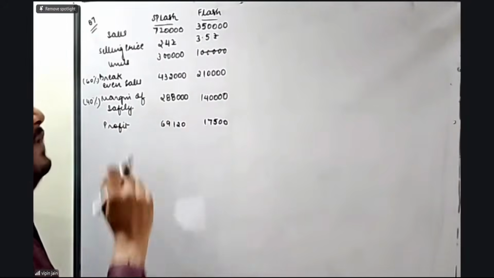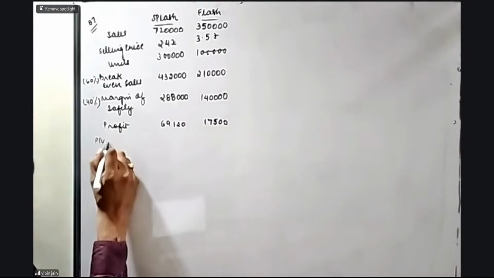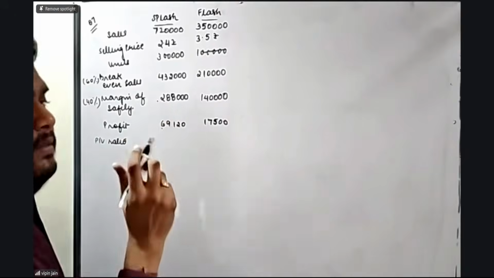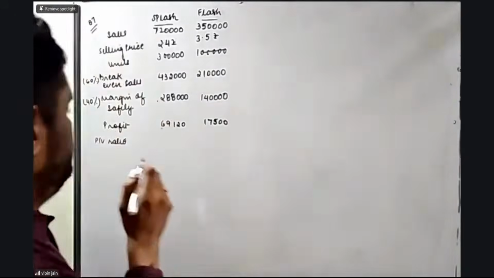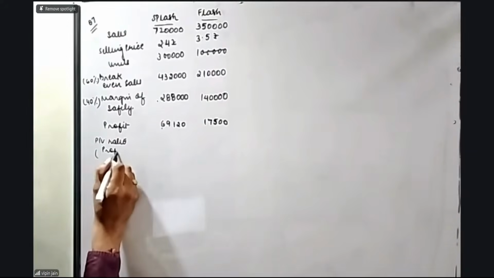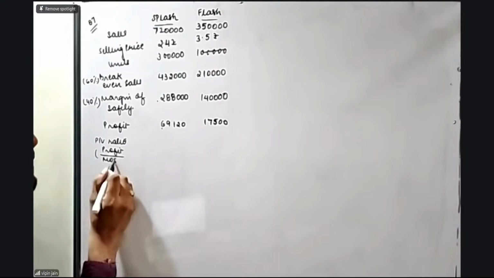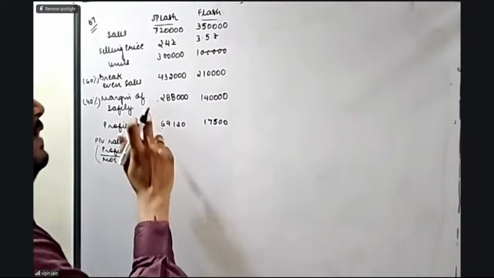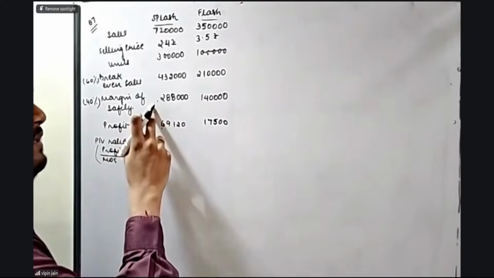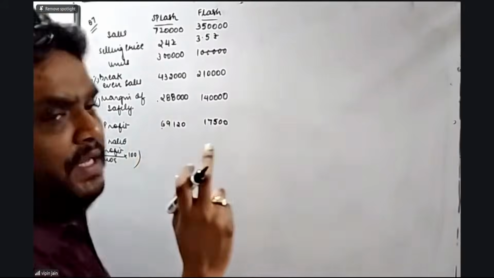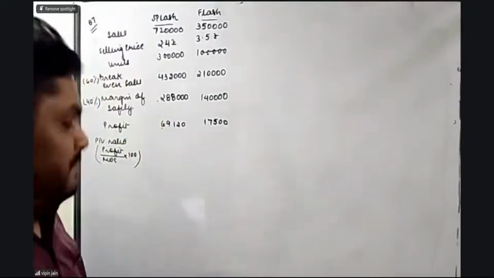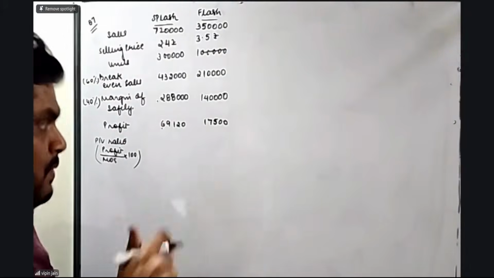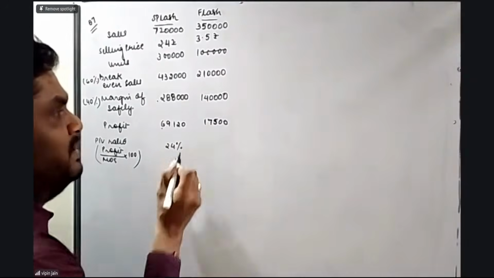So here in C, we have profit and margin of safety. We can easily calculate PV ratio. So it is 69,120 divided by 2,88,000 into 100. So I'm using profit divided by margin of safety into 100. Profit divided by PV ratio is margin of safety. So profit divided by margin of safety into 100 will be what? My PV ratio. So herein it will be 24%.